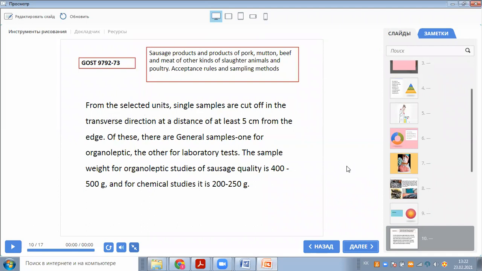From selected units, single samples are cut off in the transverse direction at a distance of at least 5 centimeters from the edge. From these, there are general samples, one for organoleptic and the other for laboratory tests. The sample weight for organoleptic studies of sausage quality is 400 or 500 grams, and for chemical studies, it must be about 250 grams.